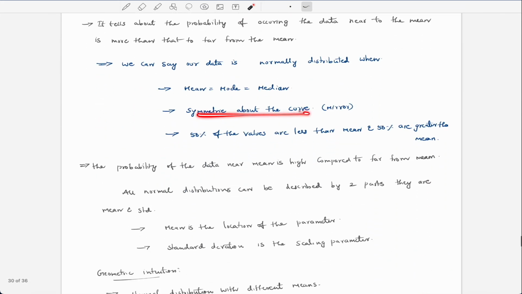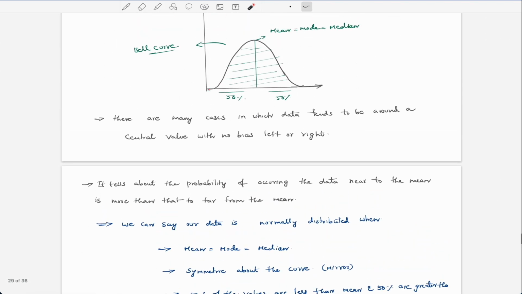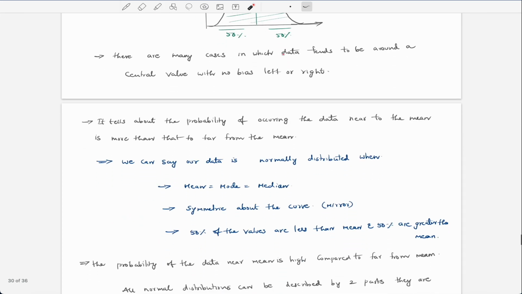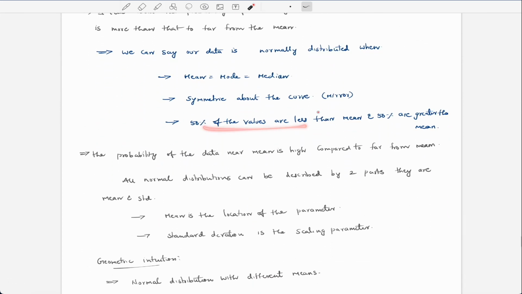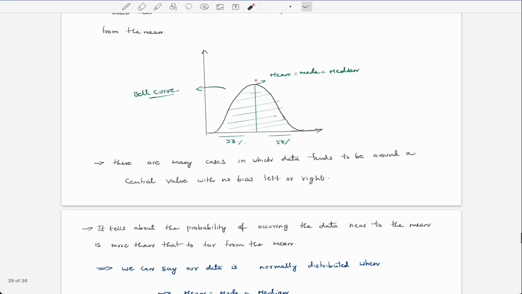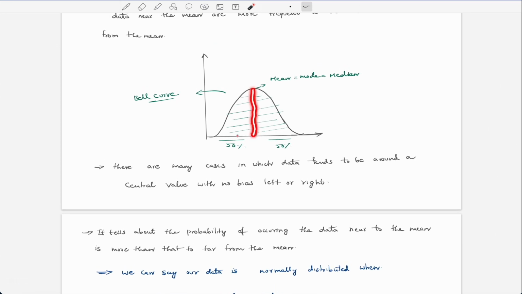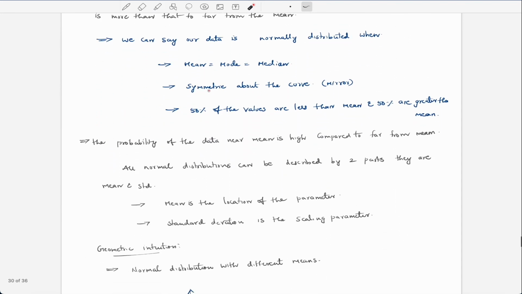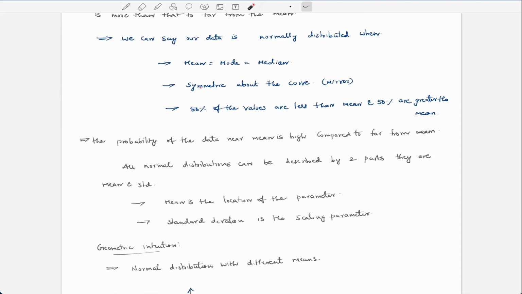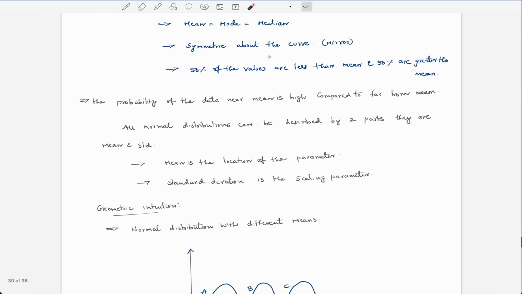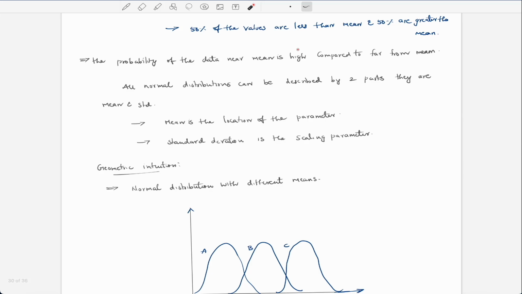After that we have symmetry about the curve. Symmetric means, as we said, if you place a mirror here, both sides should match. And 50% of values are less than the mean, and 50% are greater than the mean. It is the middle point, right? So this is 50%, and this is the other 50%. These are the three rules, the assumptions to satisfy before you accept the normal distribution.